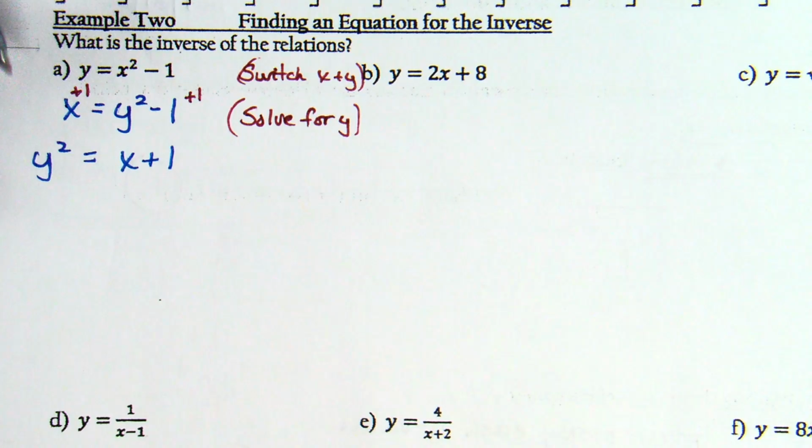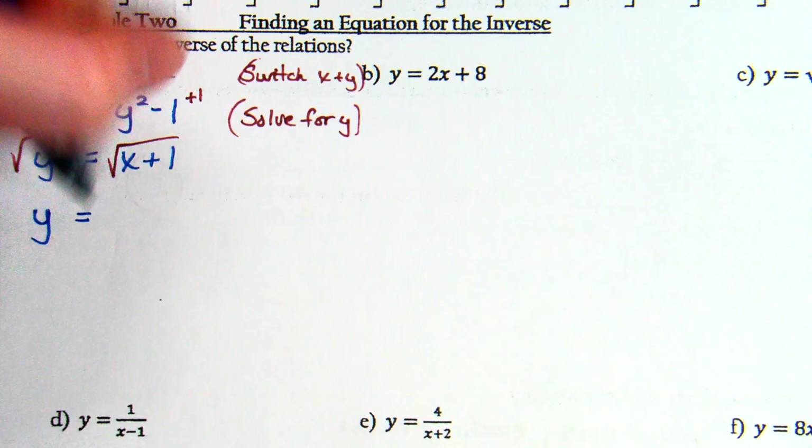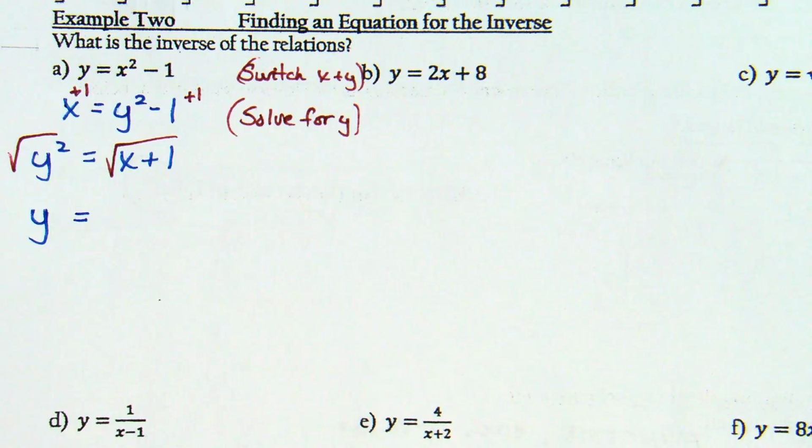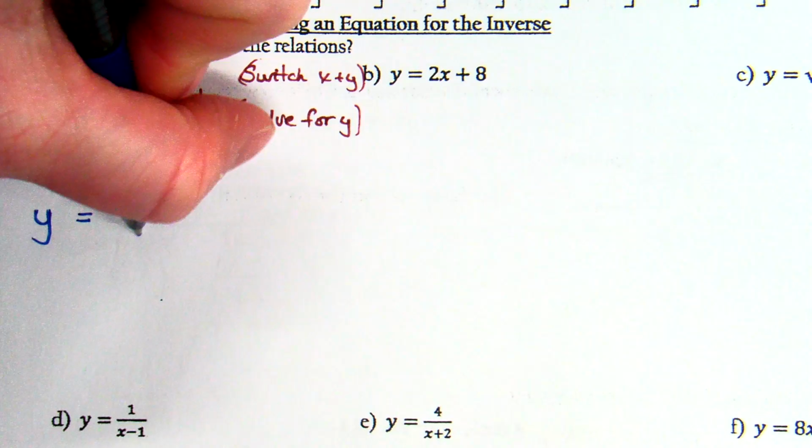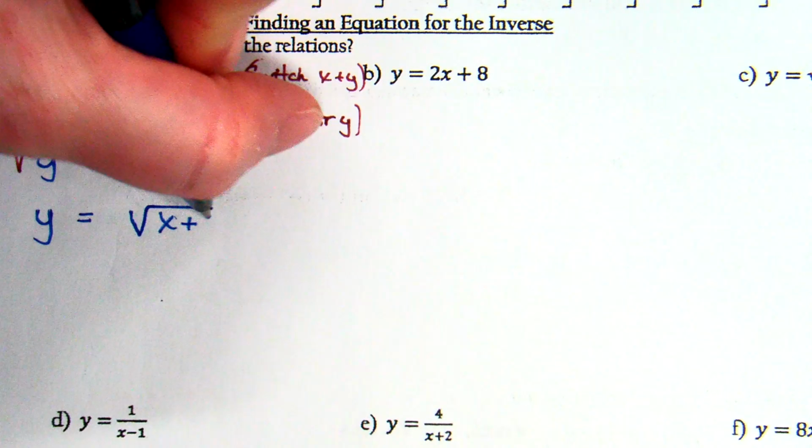If it's y squared, to undo a square, you square root. If you square root the left, you square root the right. So the square root of y squared is y. Square root of x plus 1? Is that something we know? Yeah. Square root of x plus 1.